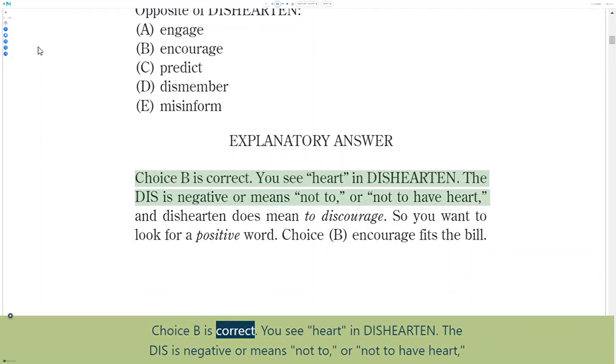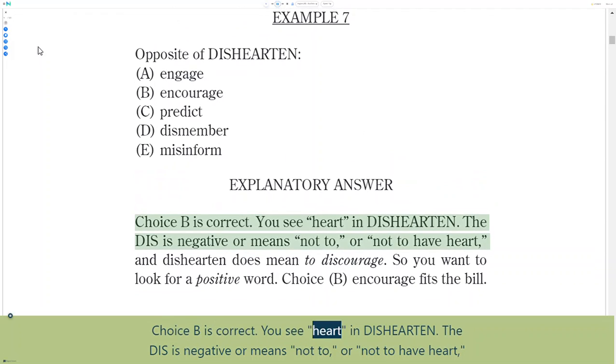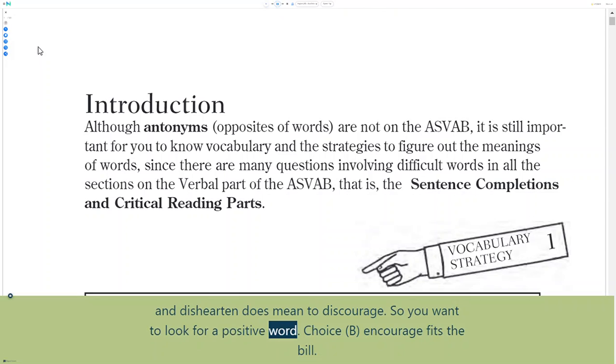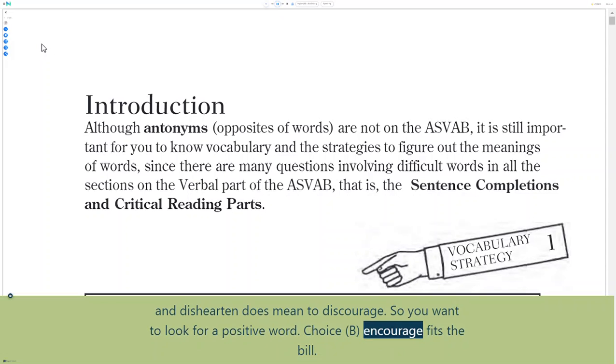Choice B is correct. You see heart in dishearten. The DIS is negative or means not to, or not to have heart. And dishearten does mean to discourage. So you want to look for a positive word. Choice B. Encourage fits the bill.